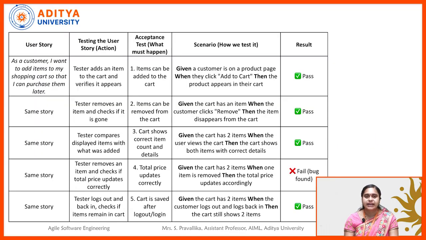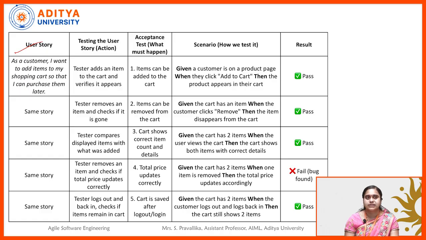So let us take an example with the complete picture and get clarity on how we are going to have the user scenarios, the acceptance test and how we need to analyze the results. Firstly, user story. Already we know the user story is taken from the customer perspective. So what was the user story here? As a customer, I want to add items to my shopping cart so that I can purchase them later.